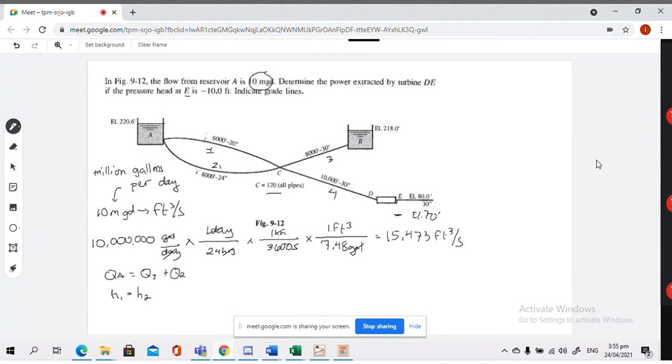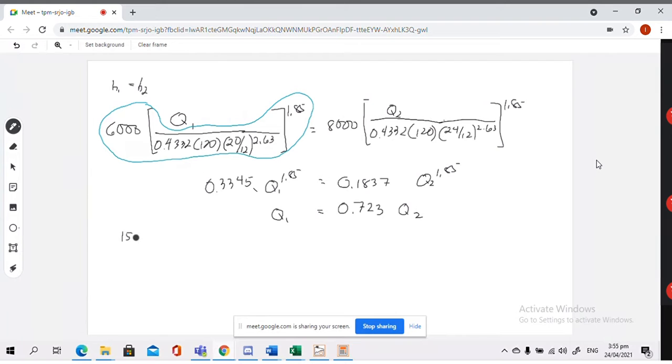So we know that 15.473 is equal to Q1 plus Q2. Substitute the value of Q1: 1.723 Q2 is equal to 15.473. So we get Q2 equal to 15.473 divided by 1.723, that is 8.98 feet cubed per second.